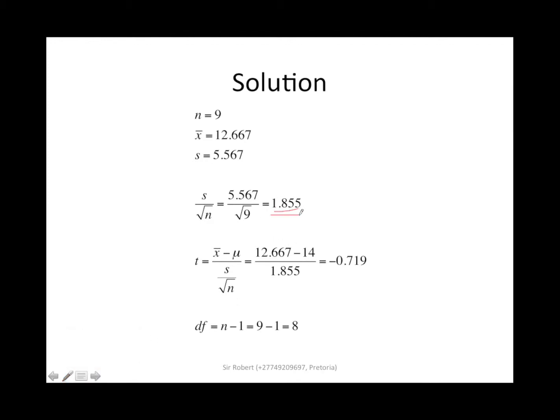So it will be this one. Then it's incorporated. This is the mu you got from the previous example, and this is your population mean, which was given as 14. Then you will get your test statistic. Then the number of degrees of freedom is n minus 1, your n is 9, so you get your degrees of freedom as 8.